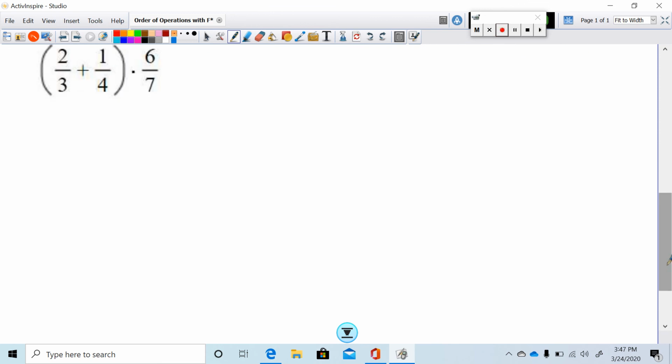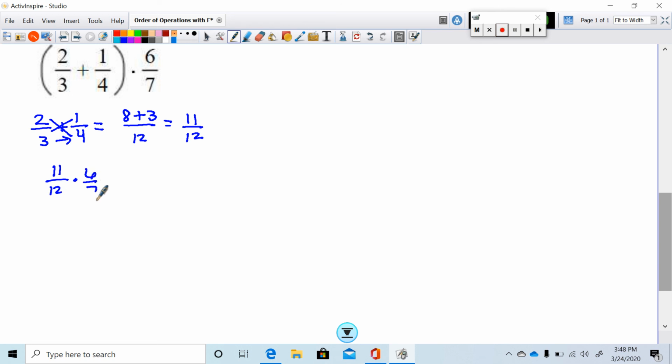Again, for the next one, you have to do the parentheses first. So 2/3 plus 1/4. I'm going to multiply the bottom. So 3 times 4 is 12. Cross multiply the top. 2 times 4 is 8. Then I have a plus sign. 3 times 1 is 3. 8 plus 3 is 11. I have 11/12. So I'm going to take that times 6/7.